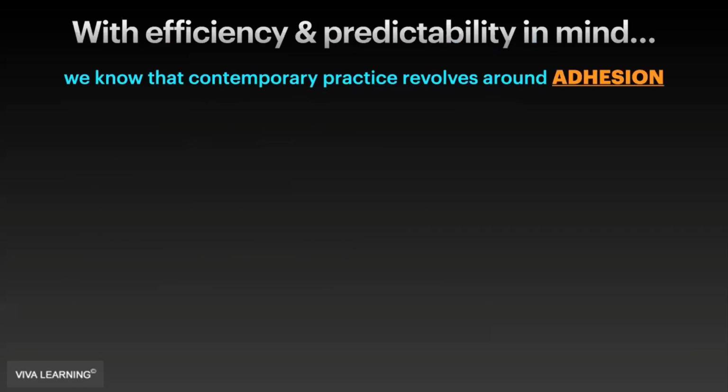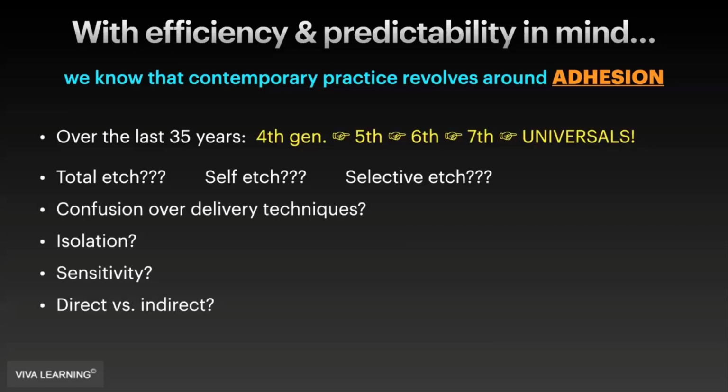So with that efficiency and predictability in mind, we know that contemporary practice really revolves around adhesion. And this applies to direct dentistry as well as indirect dentistry. Whether you're bonding in modern ceramics, whether you are bonding in direct restorations, without adhesives, we wouldn't be able to function today. And so in a 50-minute webinar, we're not going to go into details about looking at microscopic slides, SEM slides of adhesives and how they interact with the smear layer or tubules or what have you.